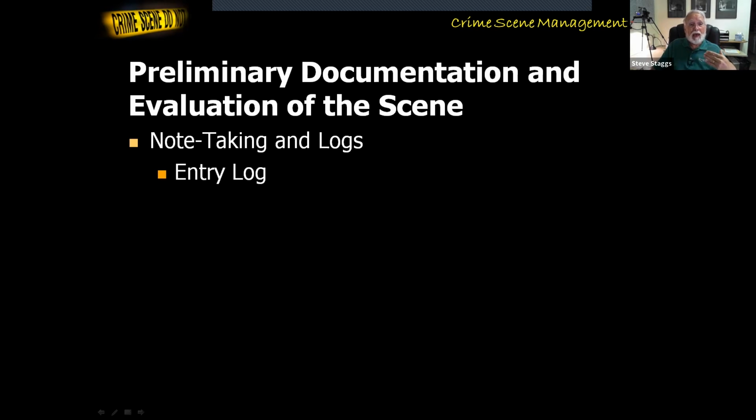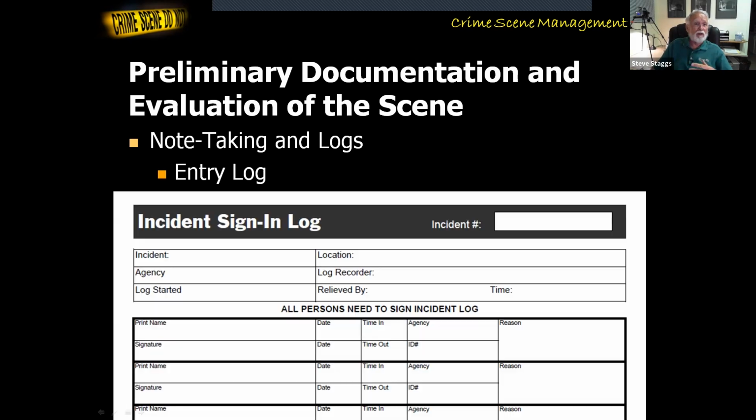Another thing is the entry log. This is important to have to keep unwanted people out of your crime scene. The entry log is started early on. The name of anyone who enters the crime scene goes down, the date, the time, who they're from, what agency, and the reason they went in the crime scene. And then they also sign it. And then the date and time when they go out, and they write down anything that they took with them.